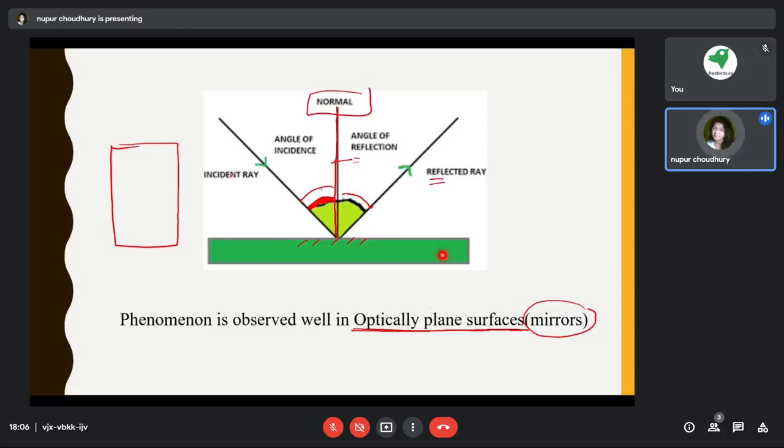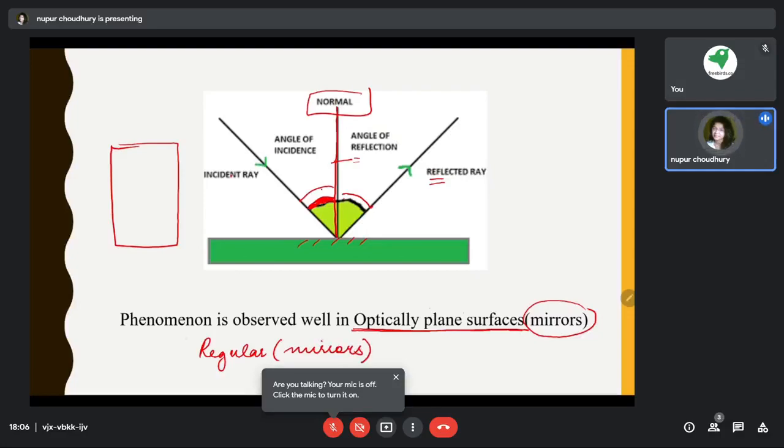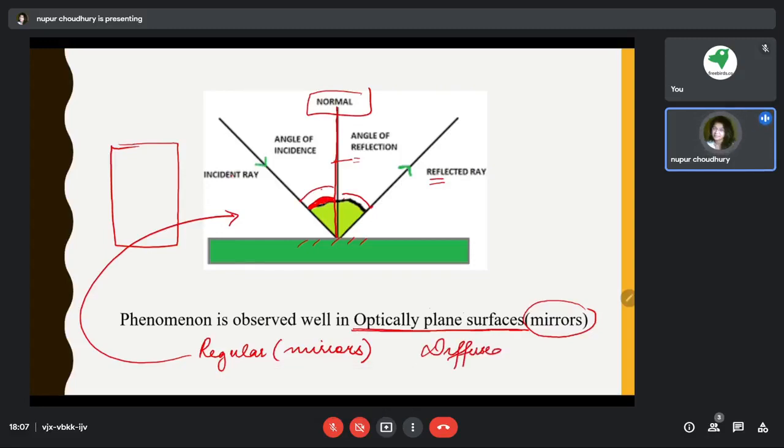We already talked about optically plane surfaces. There are various surfaces which are not plane. Before we actually go into refraction of light, I would like to discuss a few things related to these plane surfaces and the types of reflection. If we are considering types of reflection, there is a regular reflection which happens in the case of mirrors. However, there is also a diffuse type of reflection, and this is exclusively for irregular surfaces.